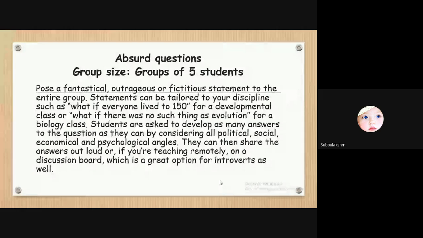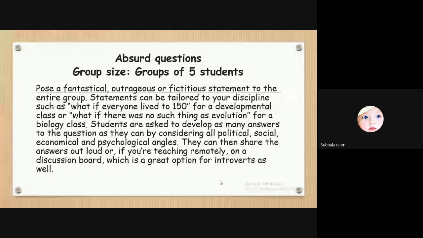Next is the absurd question. We can pose an outrageous, fantastic, or fictitious statement, and students can be asked to explore it. For example, we have a statement here: what if everyone lived to 150? It can be viewed as a concept. What will happen if every individual in the world starts to live up to the age of 150? So let them develop it.